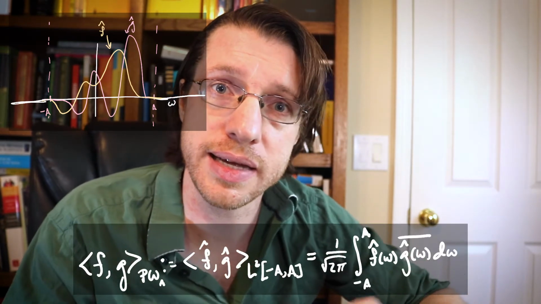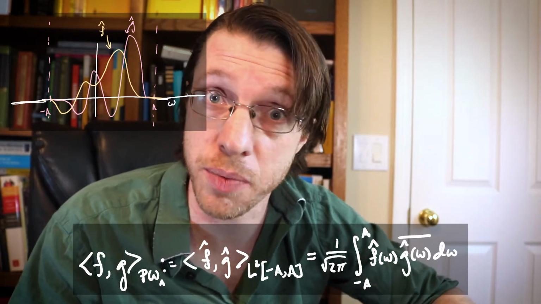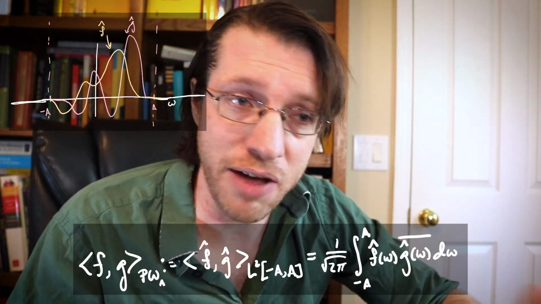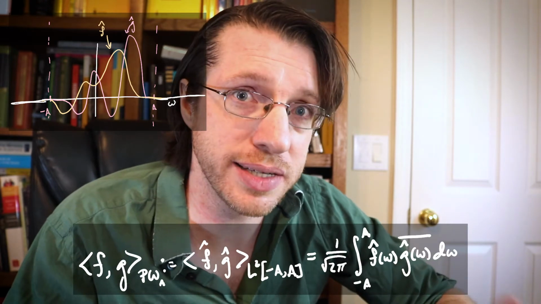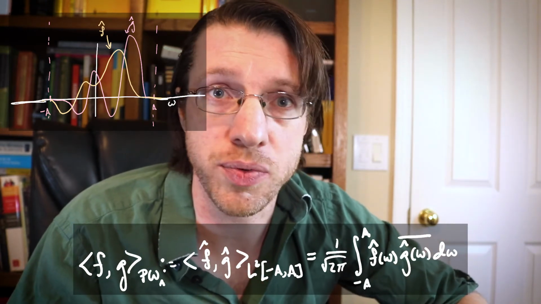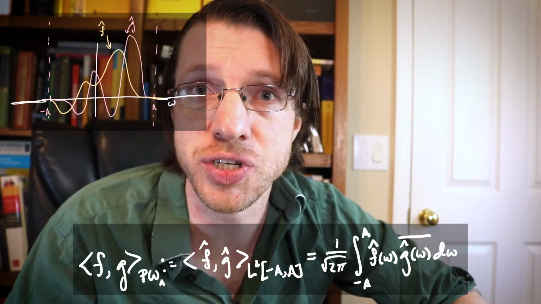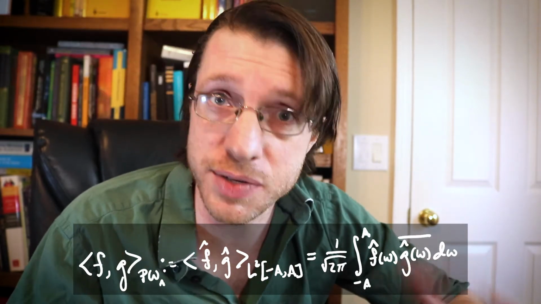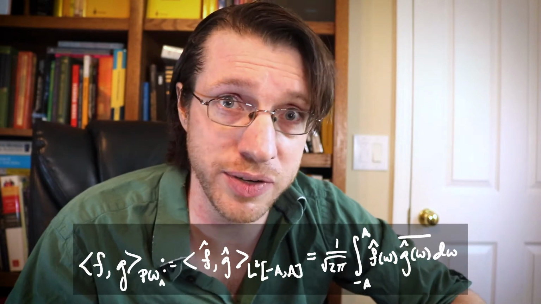So we'll say that the inner product between two of these functions out of our Paley-Wiener space, say f and g, is defined as being the L2 inner product between f hat and g hat on -a to a. So this gives us a well-defined inner product, and it gives us a well-defined Hilbert space.